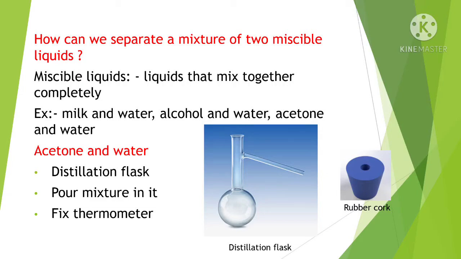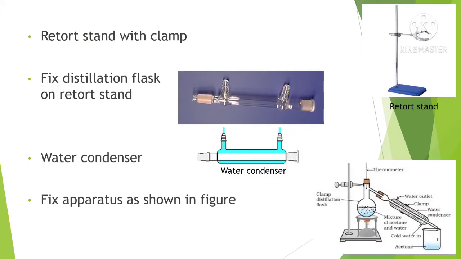Now we have to take a retort stand with the clamp. In the picture here, the retort stand is shown, with one clamp attached to it. Now we will fix the distillation flask that has the mixture in it and the thermometer fixed on it onto the retort stand. Now we will take a water condenser. As we can see in the picture, the water condenser is shown. The first one is the actual picture of the water condenser, and the one below is the internal diagram.